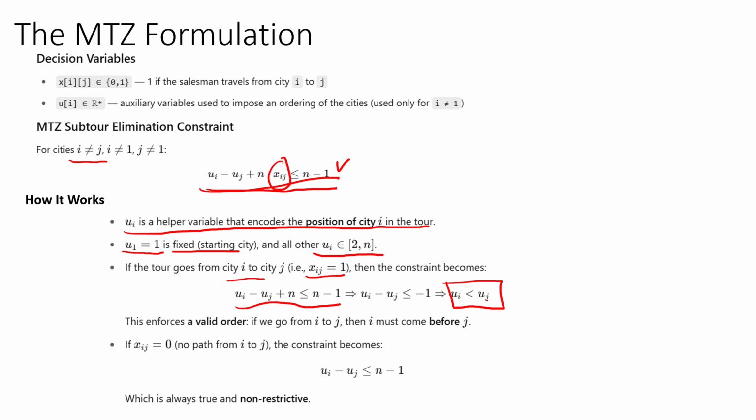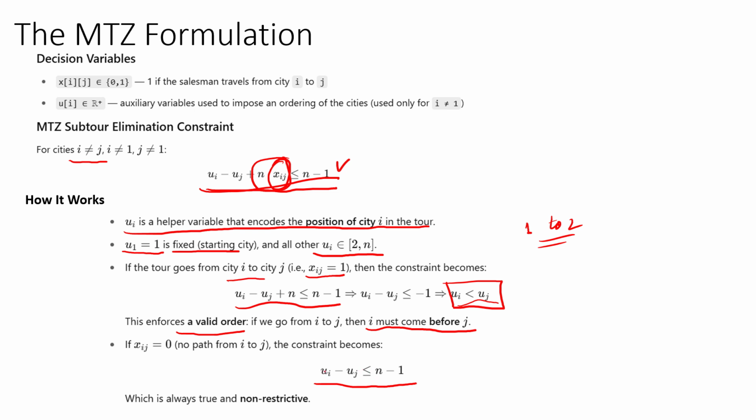Obviously, when we are moving from city 1 to 2, this constraint is going to be true. That is basically indicating the order of the cities, which means i must come before j, as I mentioned over here. And if x_ij becomes 0, then this term is going to be 0. We get this constraint, and this restriction is also going to be true.